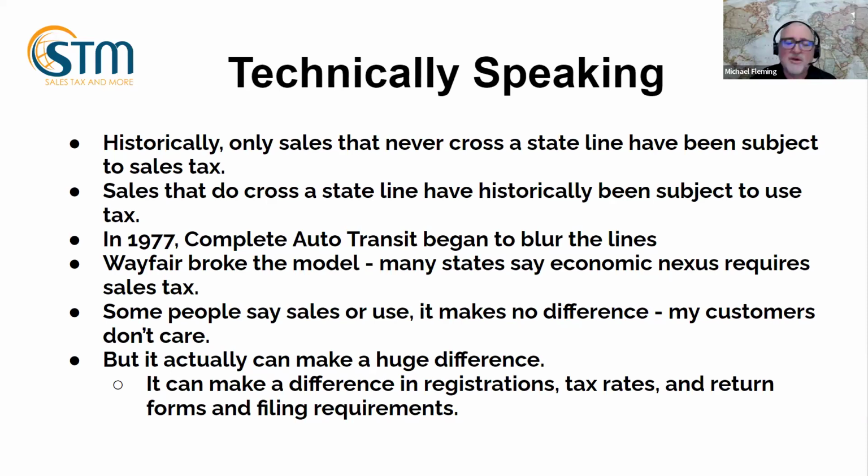Then we had, there were lots of states actually, Colorado was another one. Then we have Wayfair. And that really broke the model, because many states have come out since Wayfair and said if you have an economic nexus, we consider that to be significant nexus and really the same as having a physical location in our state. So if you have an economic nexus in some states, you no longer collect the seller's use tax and you have to start collecting the sales tax.